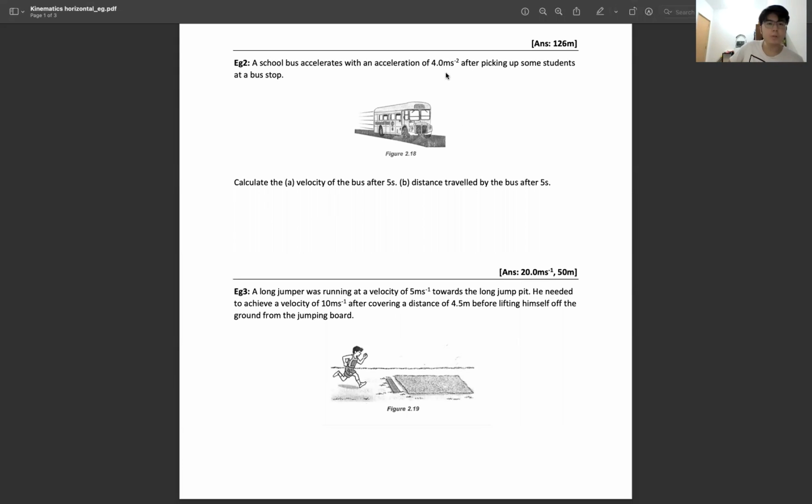If you look at question number 2, a school bus accelerates with acceleration 4 after picking up some students at a bus stop. Calculate the velocity of the bus after 5 seconds. Okay, so where did it start from? Started from the bus stop, right? So at the bus stop, what is the initial velocity? At rest, u is 0. And then it moves with an acceleration of 4 in a time of 5 seconds. So what is the velocity after 5 seconds? That is the final velocity, v. So the question is asking for the v.